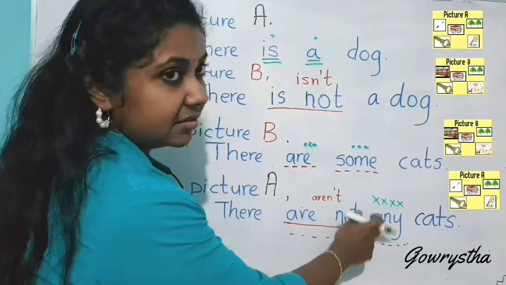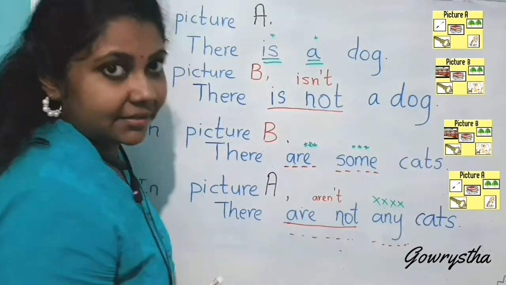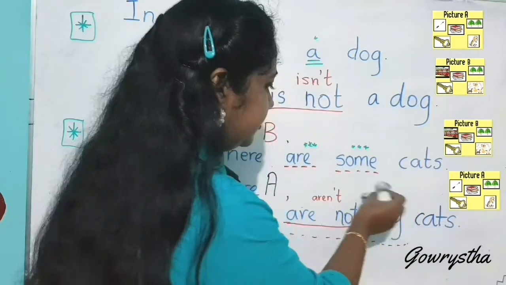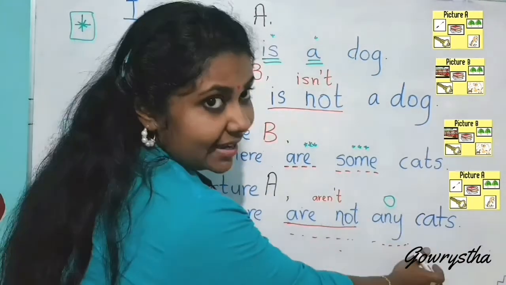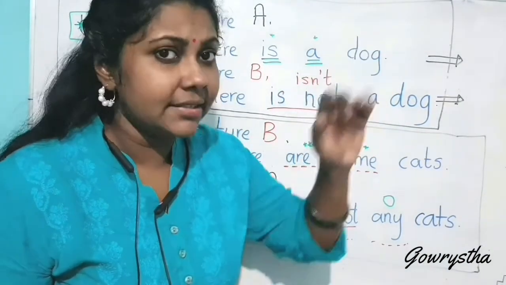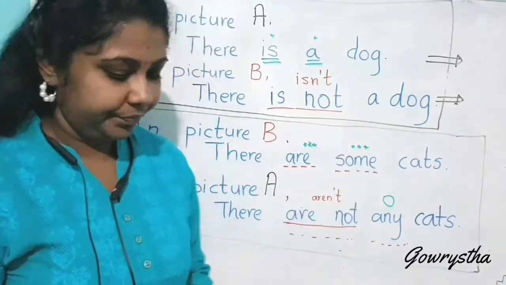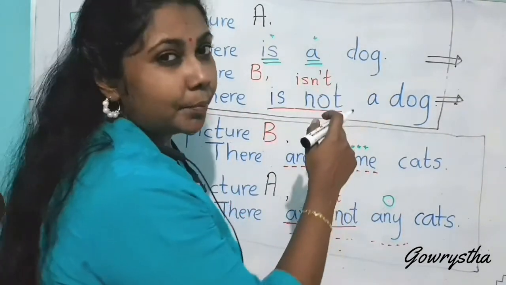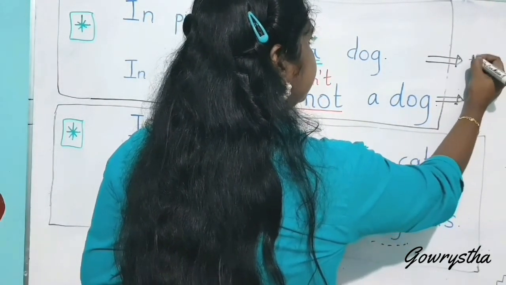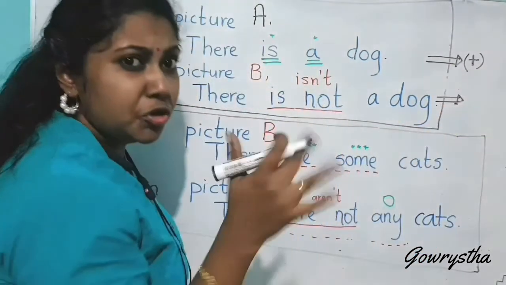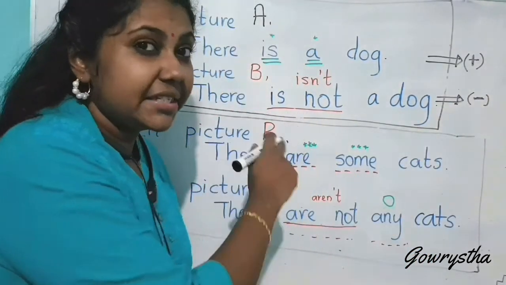No cat. Any cat. No. There aren't any cats. Zero. Dog. Yes. There's a dog. No dog. No. Positive sentence. No. Negative sentence.